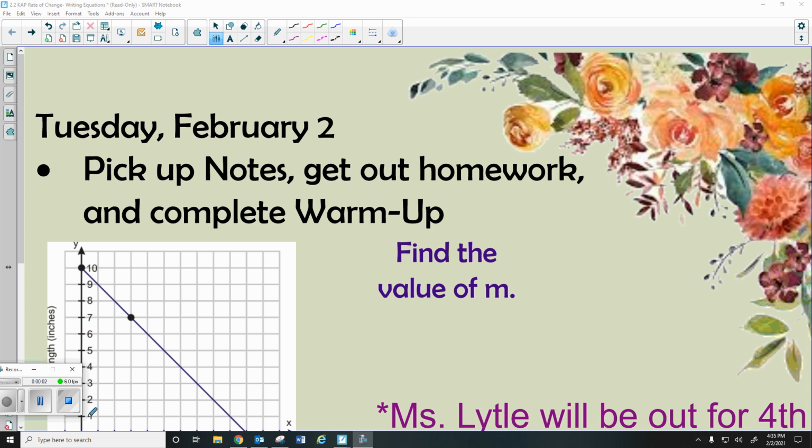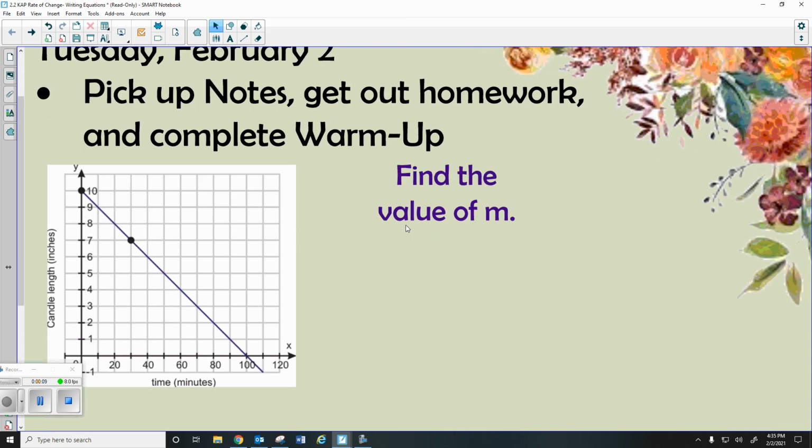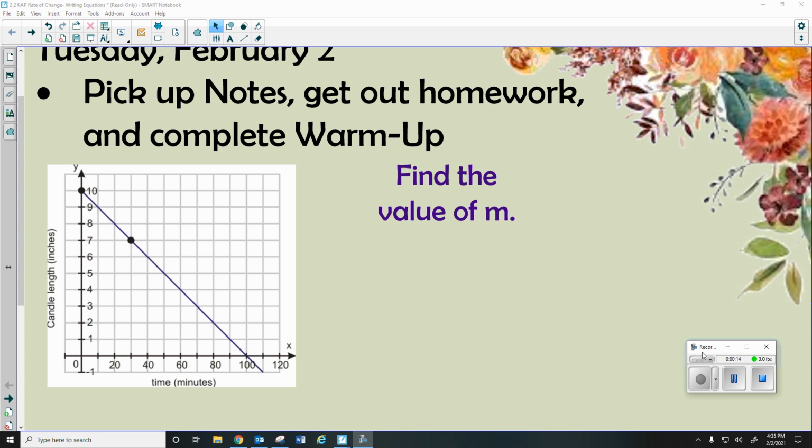All right, Tuesday for academic. So starting with a warm-up, it's a review from yesterday. Pause it, see if you can figure it out yourself, and then play when you're ready.